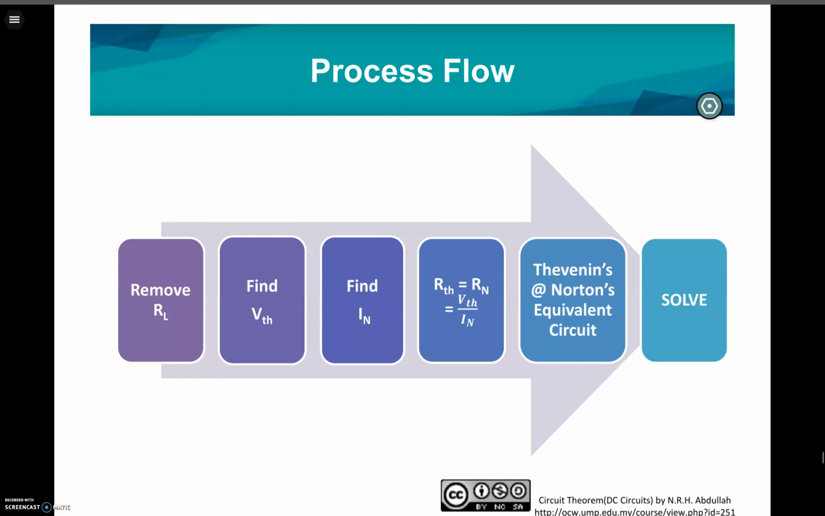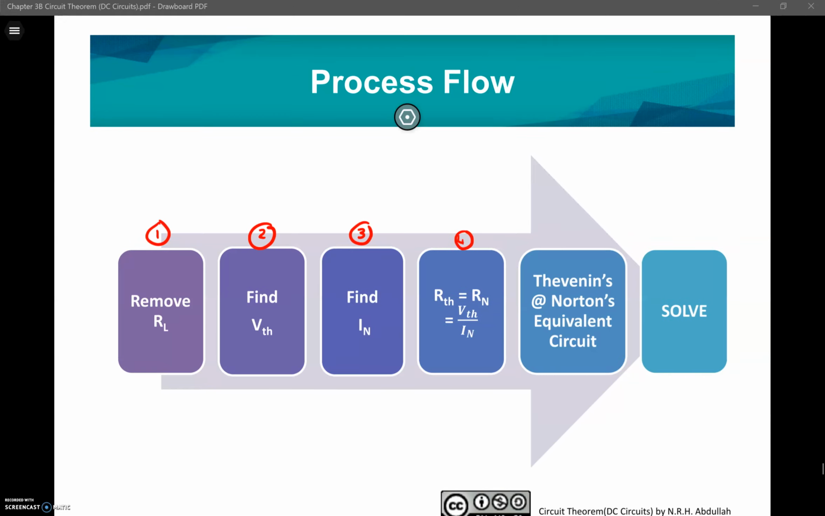The first step is to remove the RL. Then you need to find the Vthevenin. The next step is to find the I Norton. After you determine the values of Vthevenin and I Norton, by using Ohm's law, R Thevenin is equal to Vthevenin over I Norton.